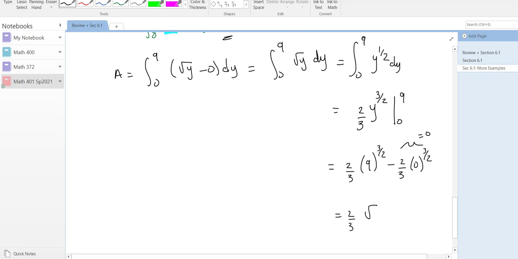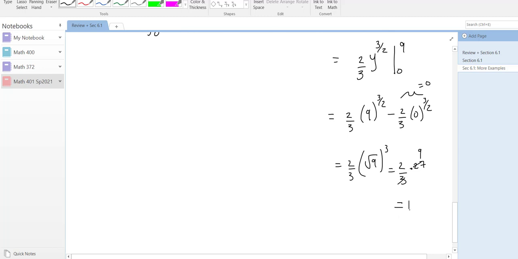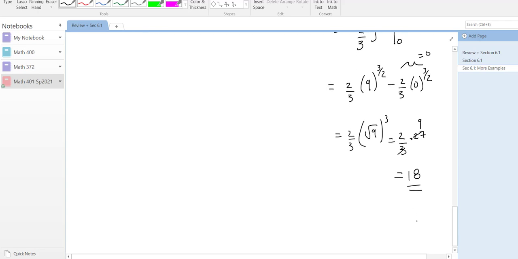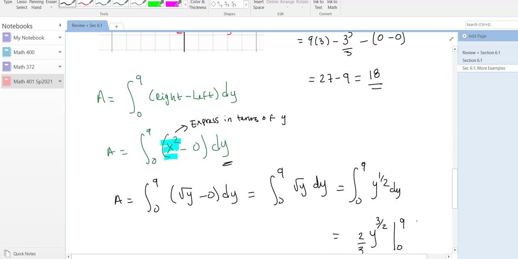This is really the square root of 9, that's the half, and then cube it, the 3. The square root of 9 is 3, so we end up with 2/3 times 3 cubed, which is 27. So we are left with 2 times 9, which is 18. So we get the exact same value. So there are two ways of doing the area.